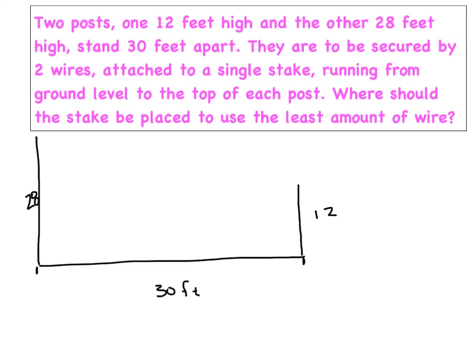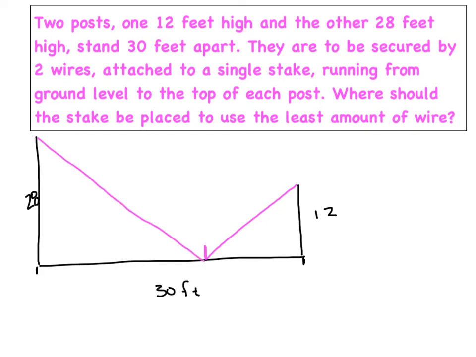Now what's going to happen, they're to be secured by two wires attached to a single stake running from ground level to the top of each post. So basically what's going to happen is we need to put somewhere between those, we need to pick a point where to put our stake. And then the wires are going to be attached to that, from that stake to the top of each post.